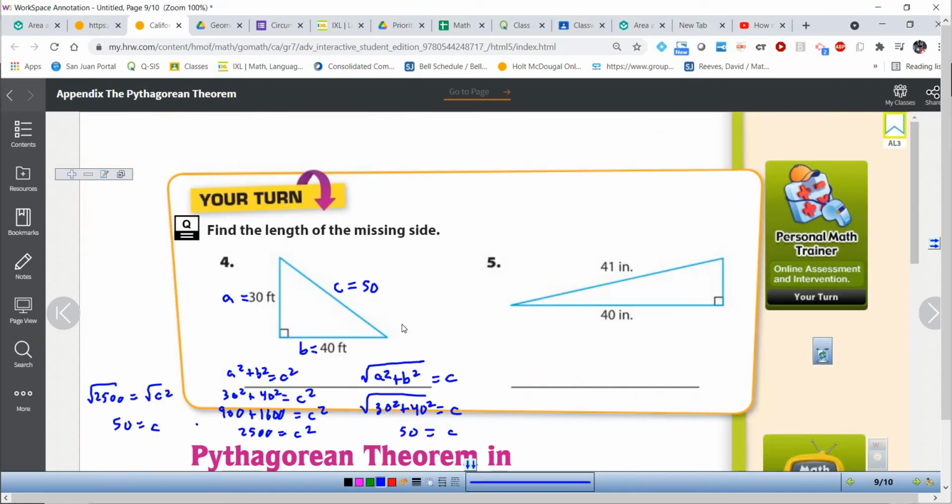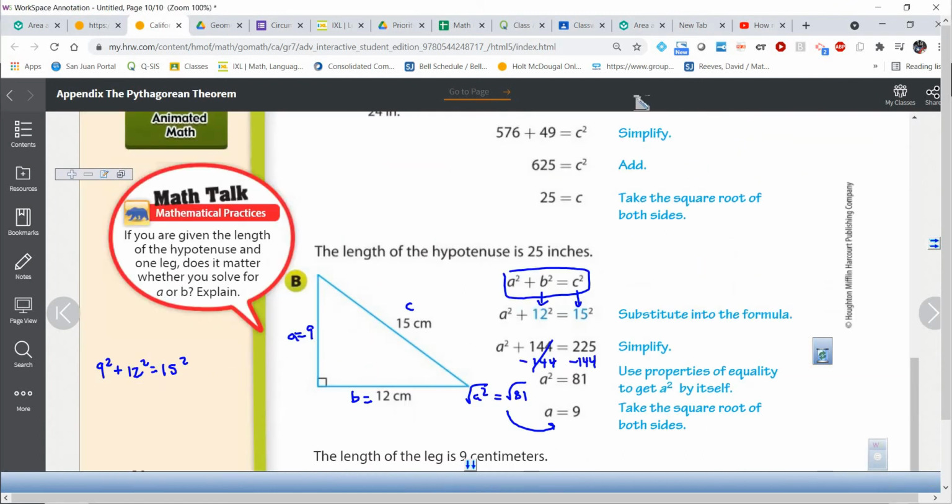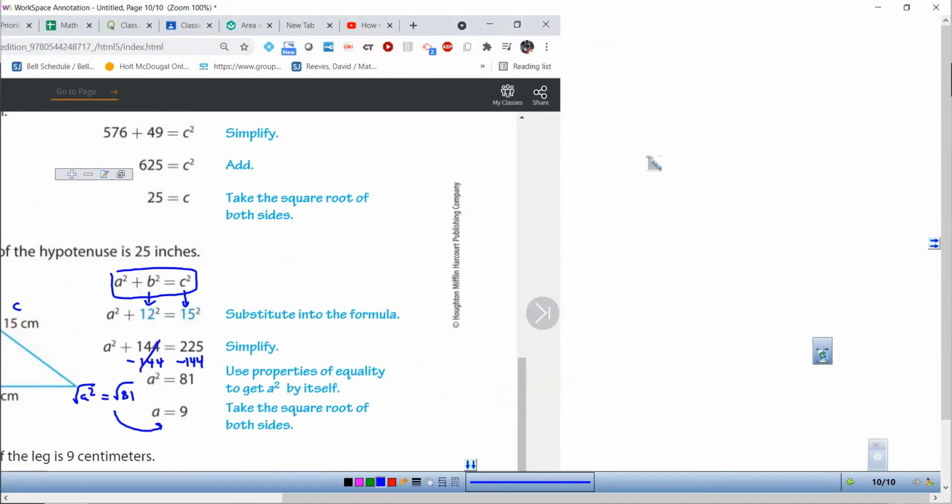You know before how we had this formula where C was equal to A squared plus B squared? Well, we can do the same thing now with A and B. You notice here how we had to subtract away that 144. What we were actually subtracting away was B squared. So let me show you real quickly. If A squared plus B squared equals C squared, if we subtract away A squared from both sides, we get B squared equals C squared minus A squared.